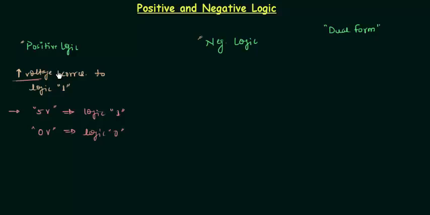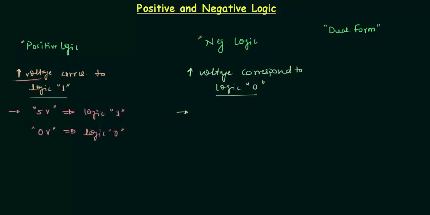So this is the only thing that you have to know. And in case of negative logic, everything is reversed. If you have the higher voltage, then it will correspond to logic 0. So we have reversed the condition. When the high voltage was there in positive logic, we represented it by logic 1, but when high voltage is there in negative logic, we will represent it by logic 0. And in the same way, if low voltage is there, then it will be represented by logic 1.